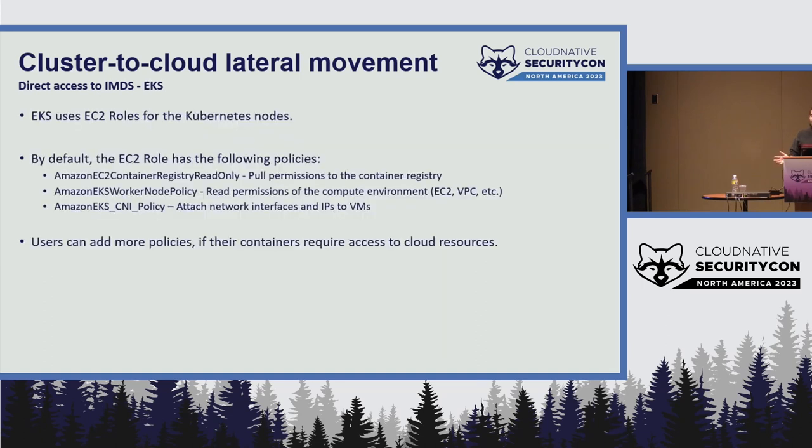Like the table from the previous slide, AWS operates in a similar manner. EKS clusters use EC2 roles for their operations. So we see here three roles. The first role includes permission to fetch images from a container registry. The second one has permissions on compute resources. And the third one has permissions to edit the network configuration of the cluster.